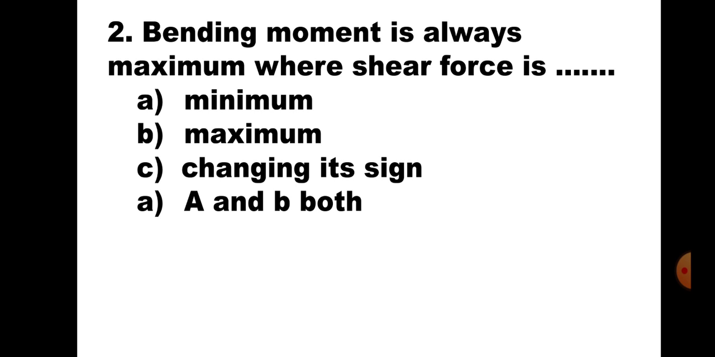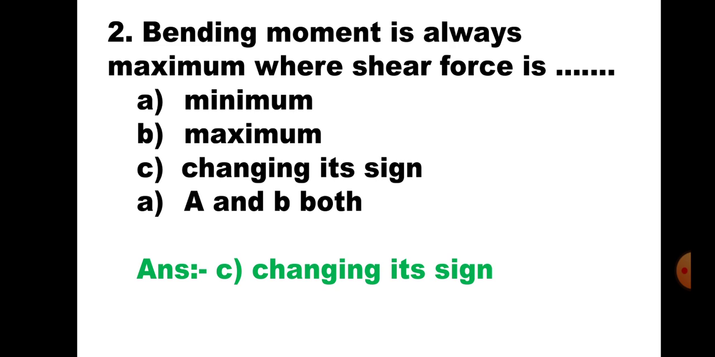Question number 2. Bending moment is always maximum where shear force is A. minimum, B. maximum, C. changing its sign, and D. A and B both. Now here, wherever shear force is changing the sign, bending moment is always maximum. So the correct answer is C, changing its sign.